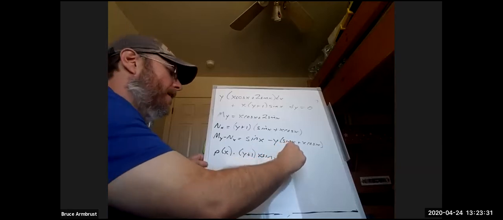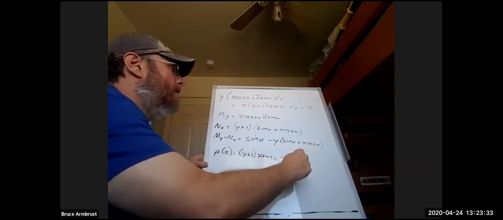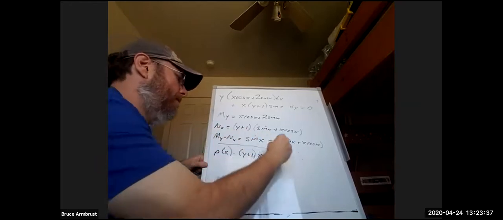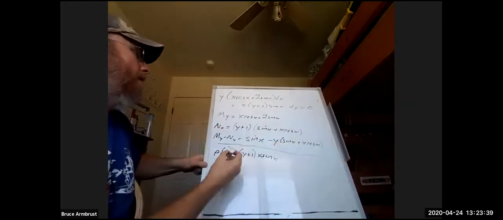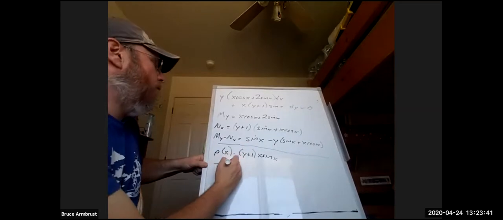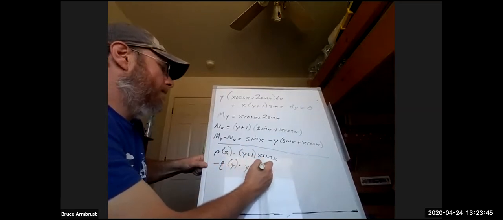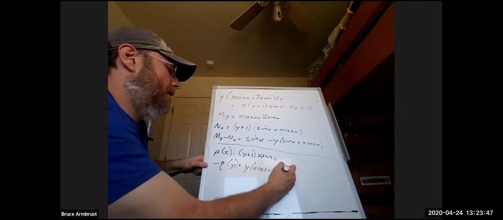And then we want to subtract from that q of y times, I don't have enough space to write that here. So let's write it, well, minus q of y times y x cosine of x plus 2 sine of x.